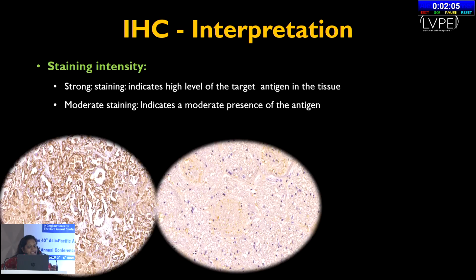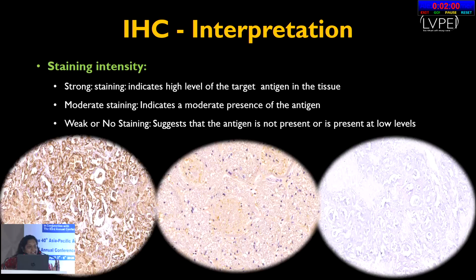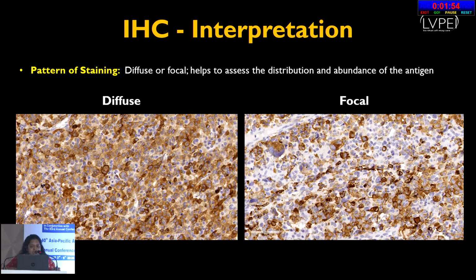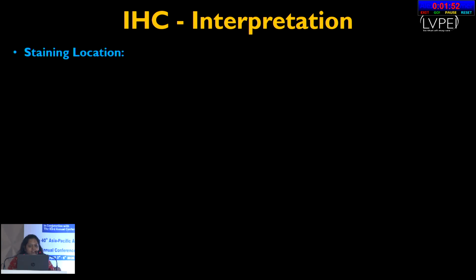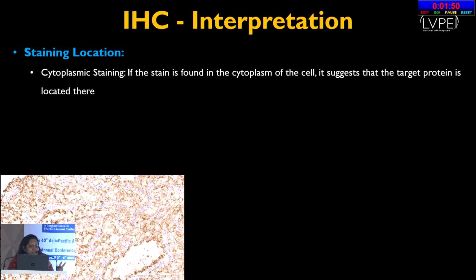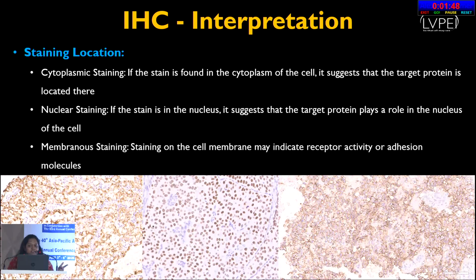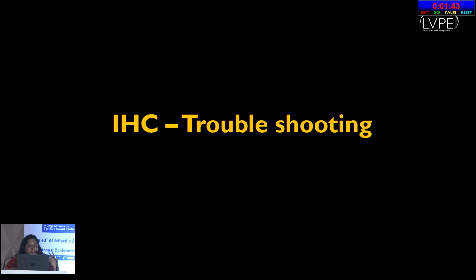Moderate if it is patchy and shows a little lesser intensity than the control, and weak or no staining when there is no antigen seen on the slide. Then the pattern of staining, whether it is diffuse or focal, and the staining location, whether it was cytoplasmic, nuclear, or membranous staining. Then how do you troubleshoot when you don't get the results you expect?